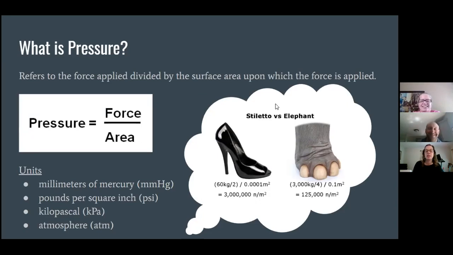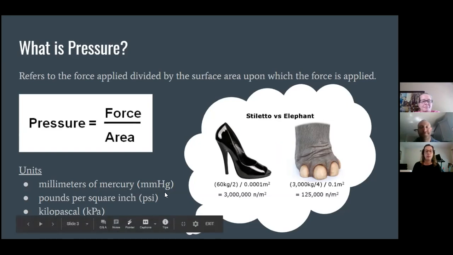First, we're going to be talking a little bit about pressure today. So let's look at what is pressure. When we refer to pressure, we're referring to the force that's applied for a given space or a certain surface area where that force is being applied. We use units like millimeters of mercury and pounds per square inch. You might recognize that from inflating the tires in your car. Then kilopascals and atmospheres. The bottom two are the ones you see most often in science.